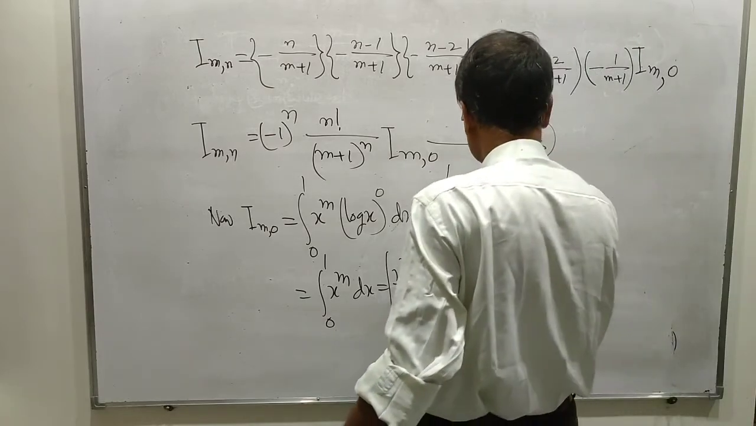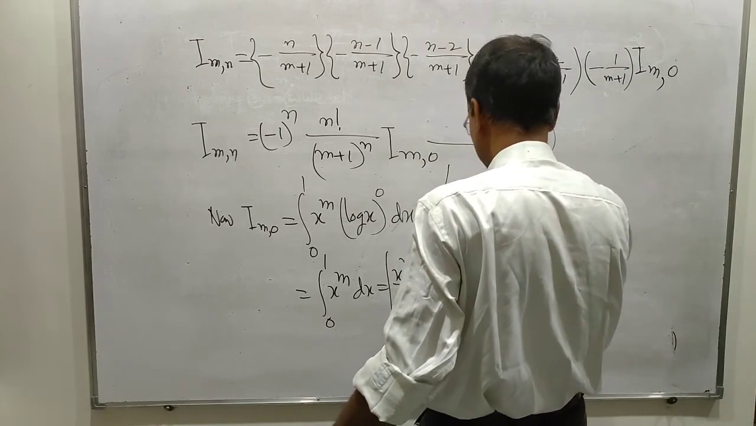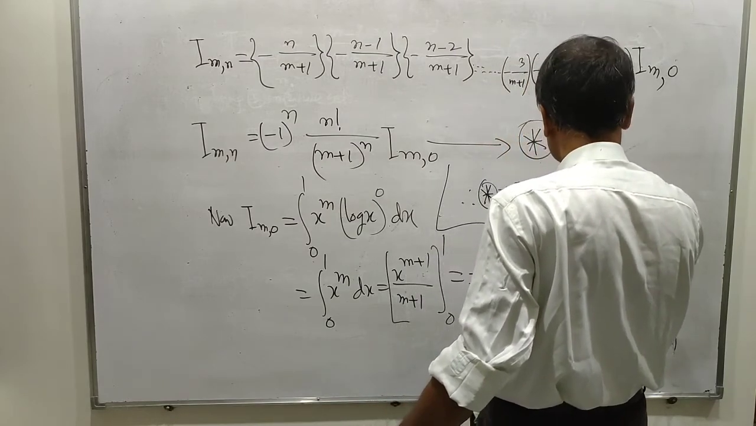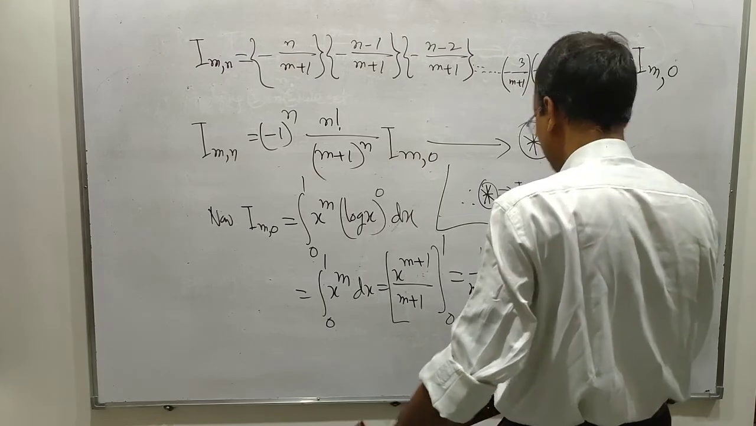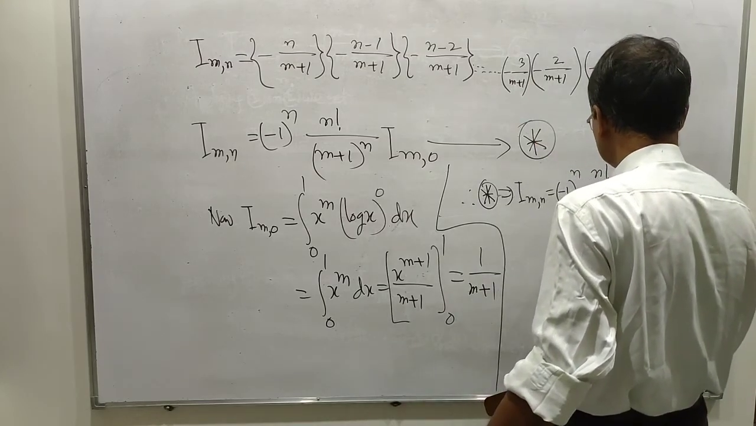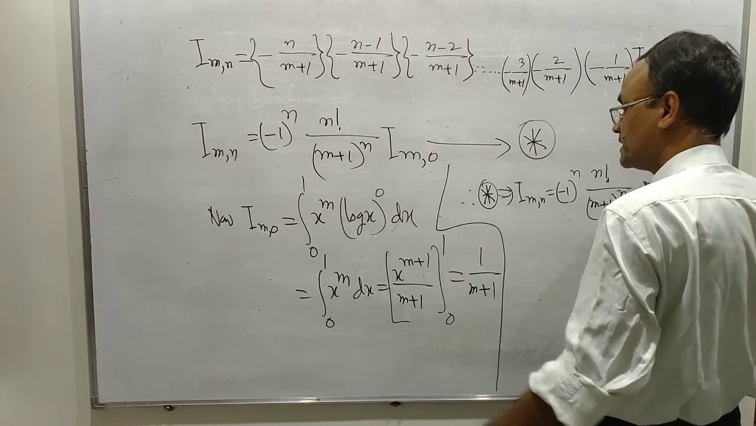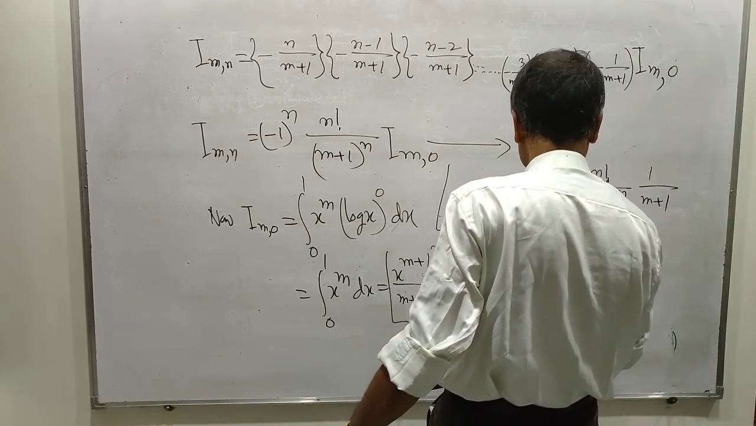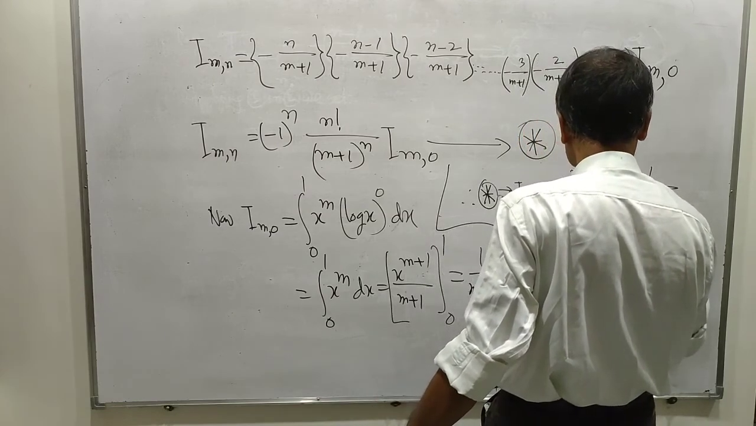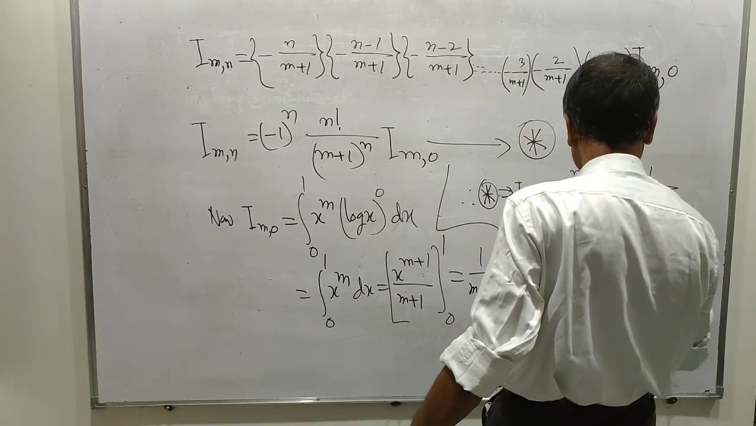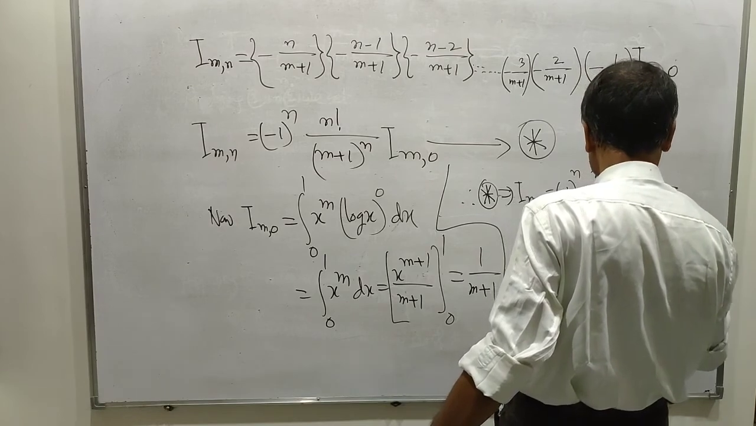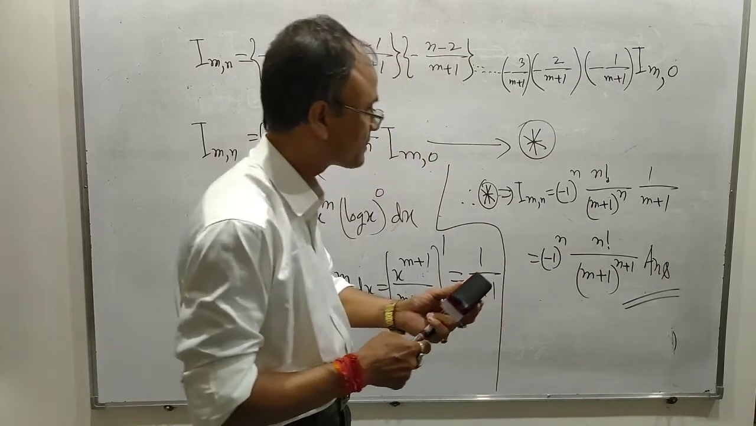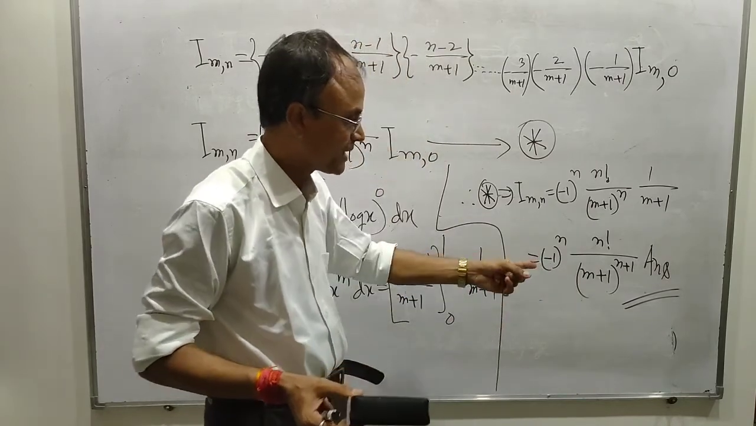Therefore, from star you will get I_{m,n} equal to minus 1 whole to the power n factorial n, times 1 by m plus 1, divided by m plus 1 whole to the power n. This is equal to minus 1 whole to the power n factorial n divided by m plus 1 whole to the power n plus 1. This should be the answer.